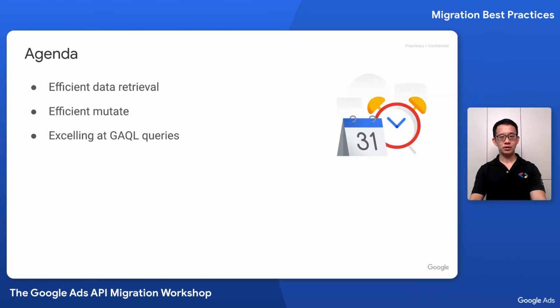This is the agenda for this talk. I will cover three main topics today. Efficient data retrieval, where I will explain the situations where each of the data retrieval methods are suitable. Efficient mutate, where I'll discuss how we can perform mutate in the Google Ads API efficiently using several features offered by the API. And finally, excelling at Google Ads Query Language queries, or GAQL queries, where I'll delve into the language, segmentation, and some special rules for the GAQL queries.